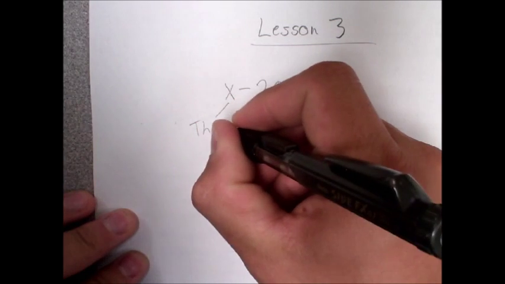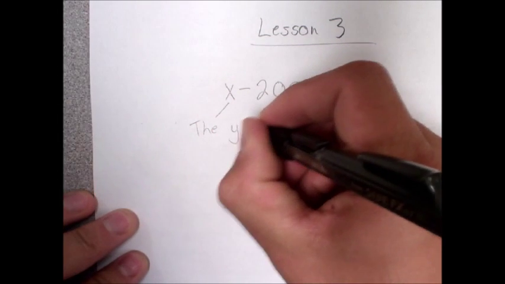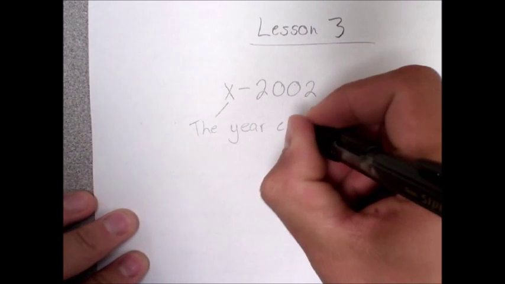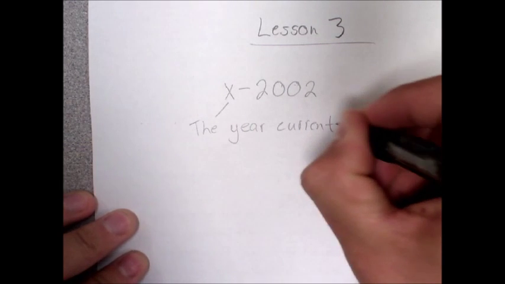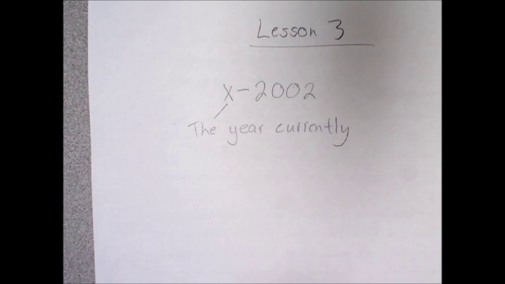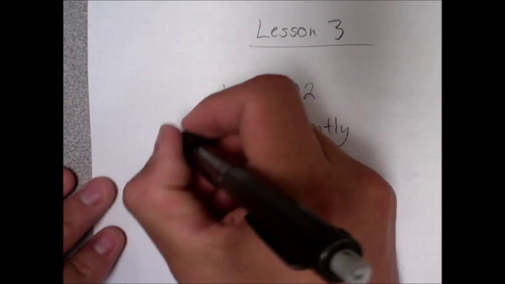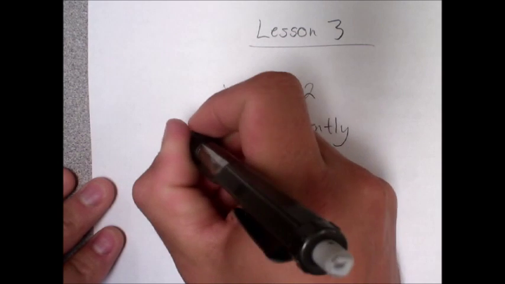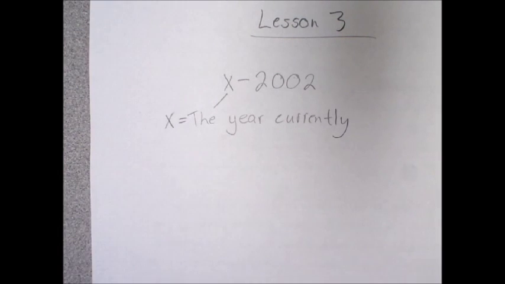So I will let X represent the year currently. The reason I would say X instead of just the year is because I want this to work every year, not just the year that I am in right now. So for this, X is to be interpreted as the year currently. Now if I said, what was your age in 2014? Then I would plug in 2014, because that was the year currently with the question that I was asking.